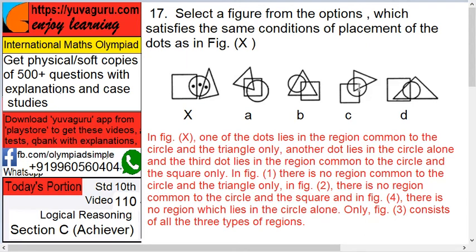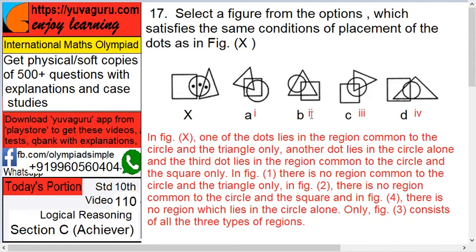So now C. Is there any region between circle and triangle alone? Yes. Circle and triangle in square? Yes. Single circle means only circle. Is there any region? Yes. See this one and this one. So C will be satisfied. Will D be satisfied? No. Why? Because D also has the same logic. There is no region which has only circle. So D is gone. So only C will be the answer.